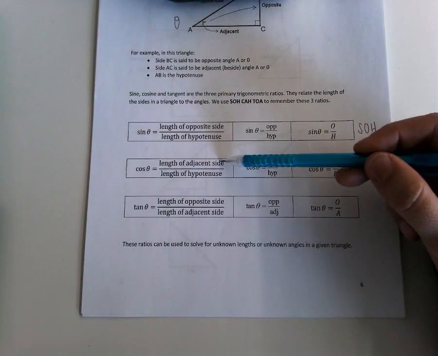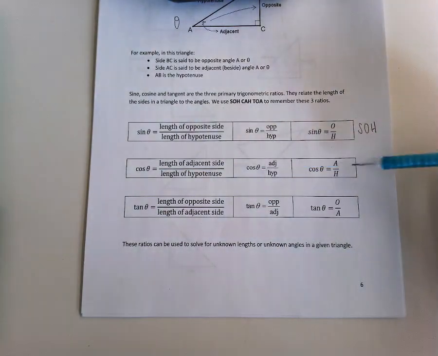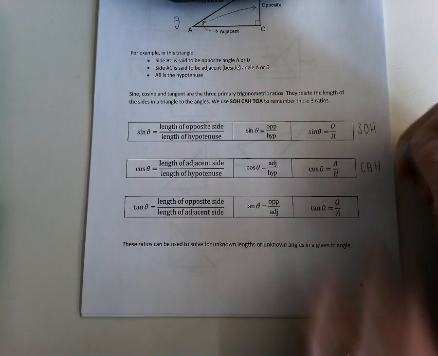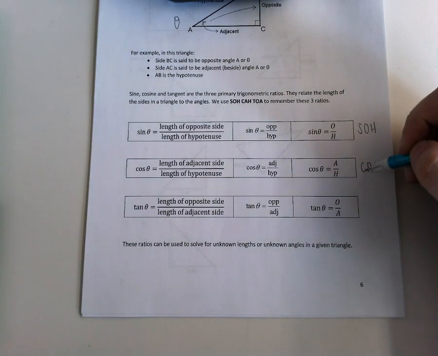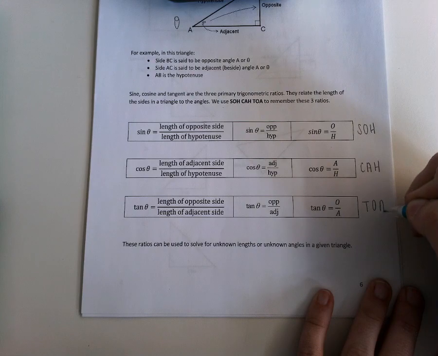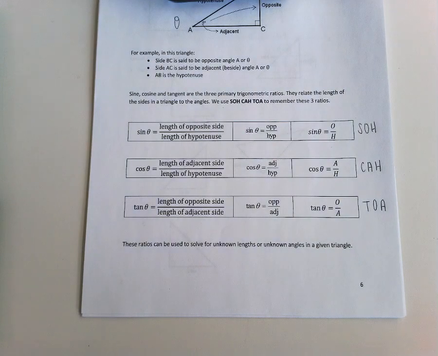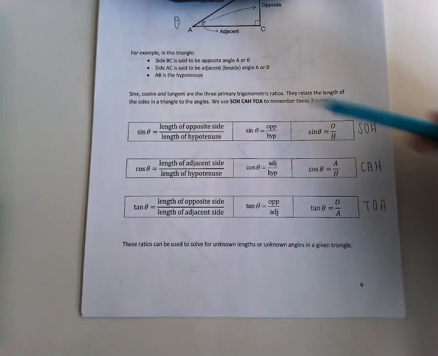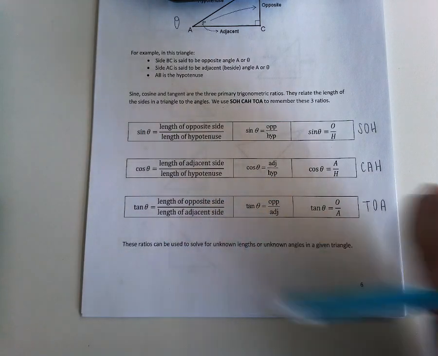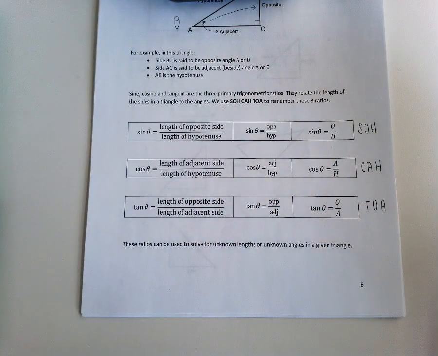Cosine is the adjacent over the hypotenuse. So again, in our SOHCAHTOA, cos is adjacent over hypotenuse. And tan is opposite over adjacent. So we can use these ratios to solve for either unknown angles or unknown sides. In this lesson, we're going to focus on solving for unknown side lengths.